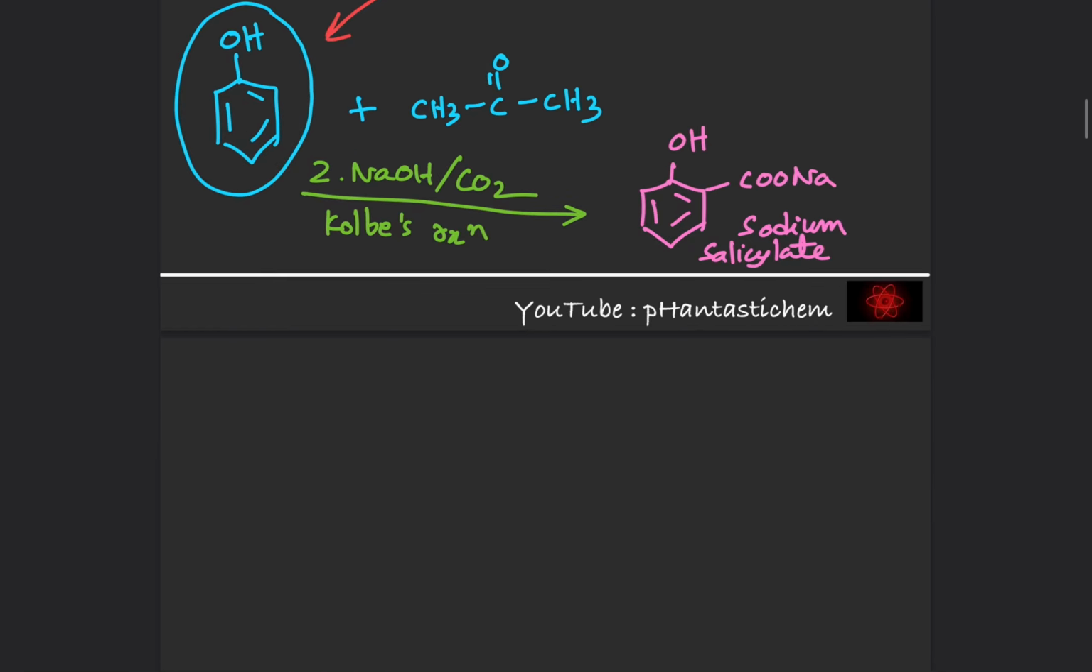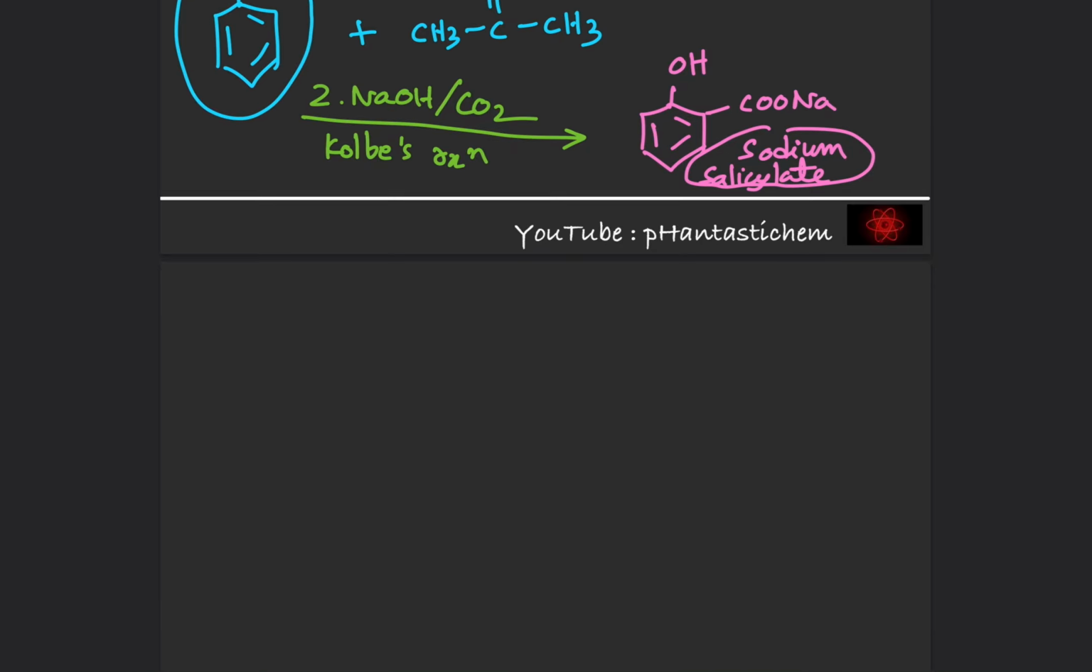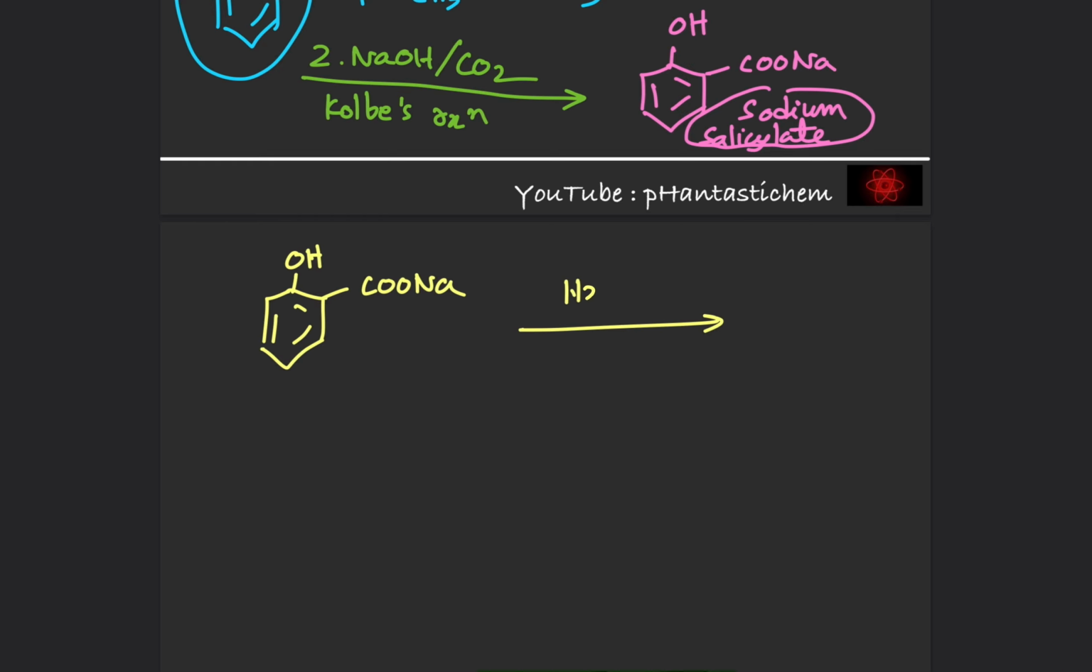Okay, and this guy, that is sodium salicylate, upon acidification, that is acidic hydrolysis, will give salicylic acid. Okay, so when sodium salicylate, that is this guy, is subjected to acidic hydrolysis, H3O+, we will be getting OH, COOH. Okay, and this is known as salicylic acid.